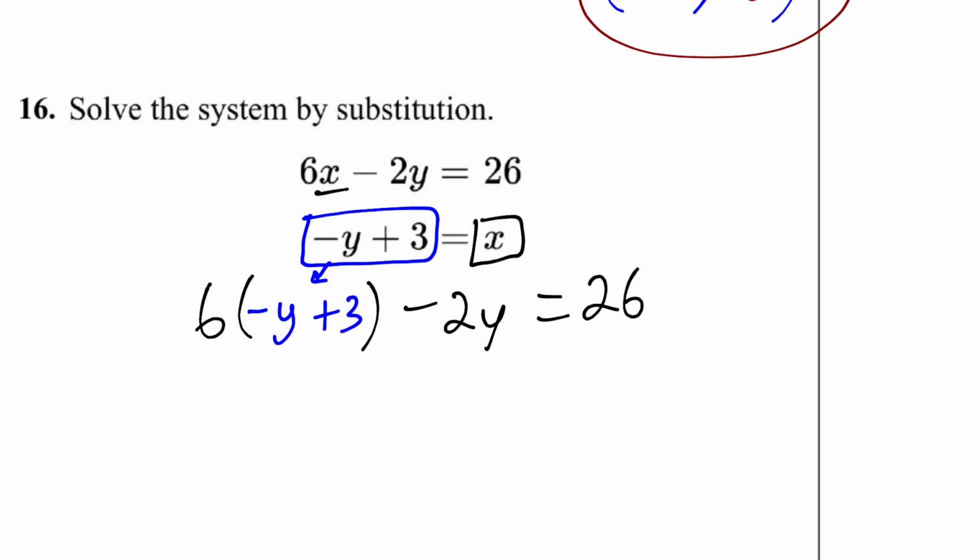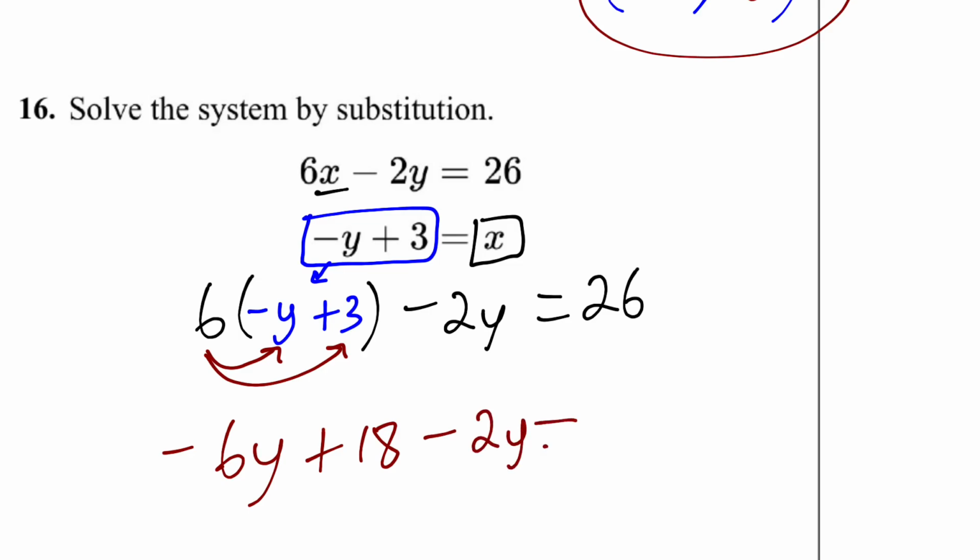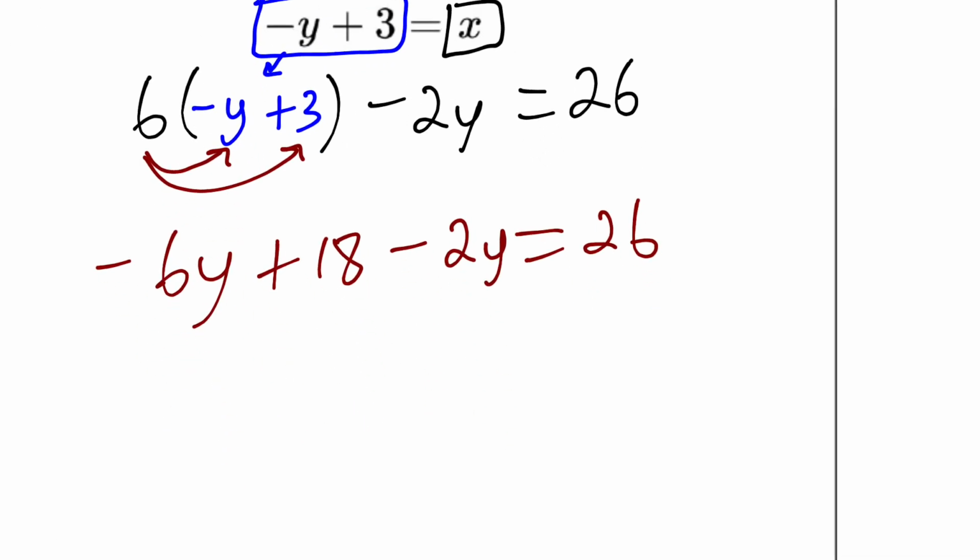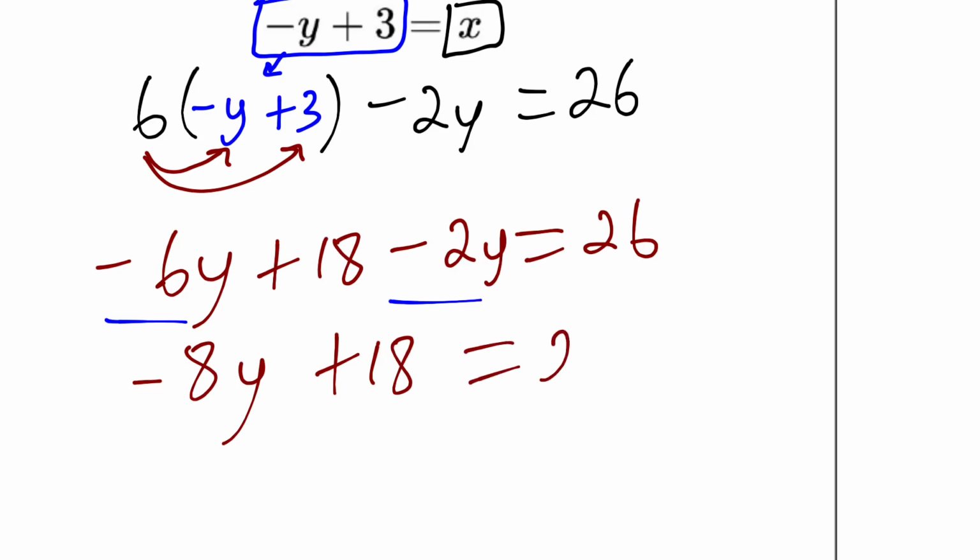Then we have to remember how to distribute. So you draw these little arrows, and first you do 6 times negative y. That's negative 6y. Then you do 6 times 3. That's plus 18. And you rewrite the rest of the equation. If I combine like terms, I have negative 8y, negative 6 minus 2, plus 18 is equal to 26.